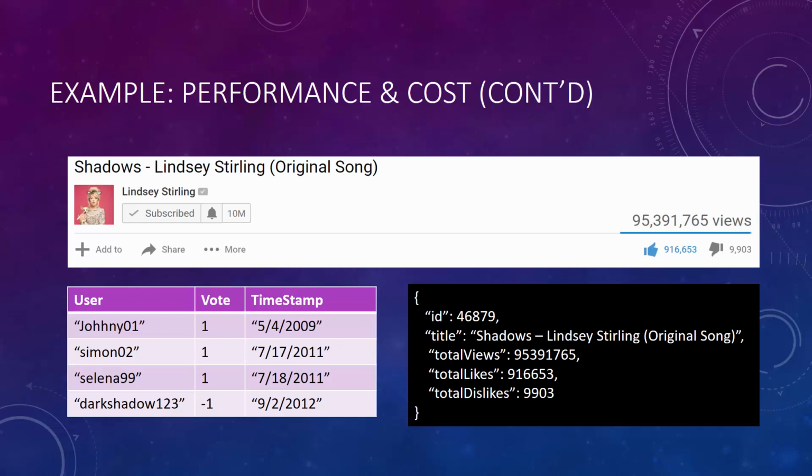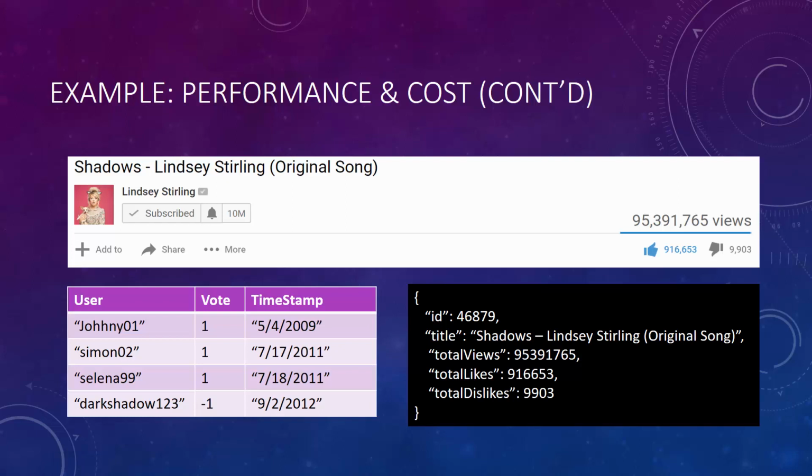So in the first entry on the left, Johnny01 gave this video a vote of 1. Let's say 1 represents a thumbs up, and there's the timestamp. We know exactly when this person voted on this video. And you have 2 other users, and the last user by the name of Dark Shadow 123 gave this video a thumbs down, -1 representing a thumbs down, on September 2nd, 2012.